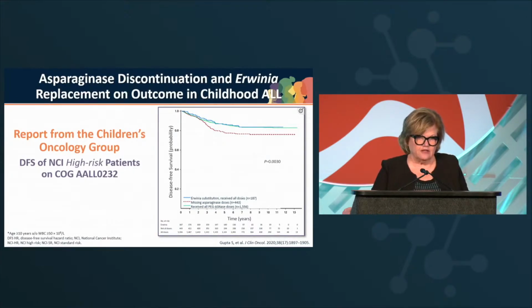And you can see that those that needed their Erwinia substitution, there was no difference in overall disease survival when compared to those that received the PEG asparaginase. So we know that there is efficacy in switching over to the Erwinia when our patients can no longer tolerate the pegylated formula.